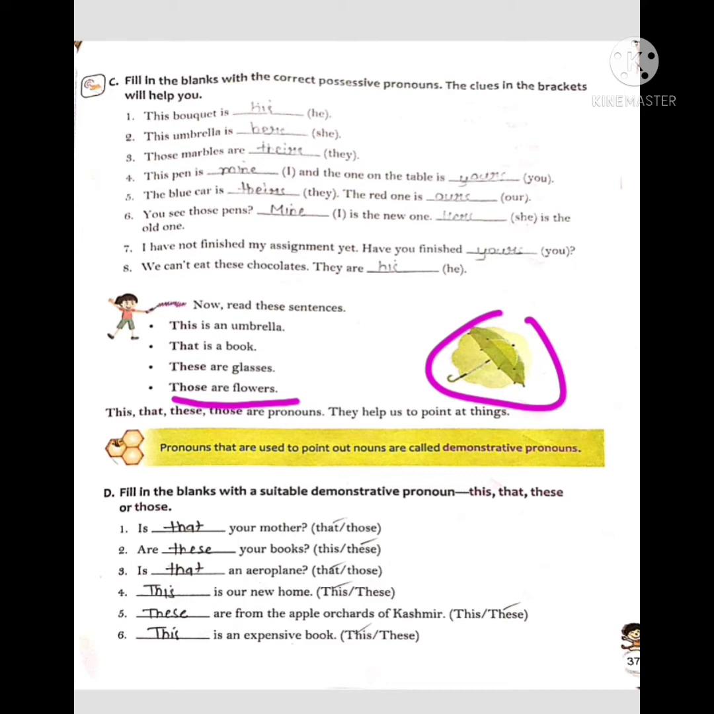ठीक है. They help us to point out things, है ना. अगर हम किसी चीज़ को point out करना चाहते हैं कि वो यहाँ पड़ी है या वो मेरे पास है, so to point out that things we use these pronouns. And the pronouns that are used to point out nouns are called demonstrative pronouns. These are called demonstrative pronouns.